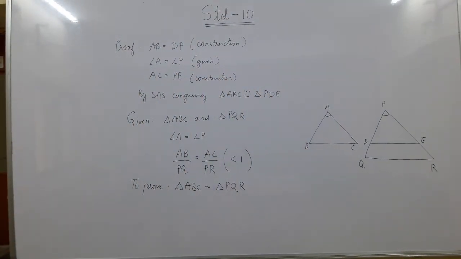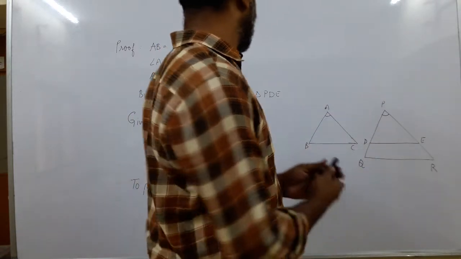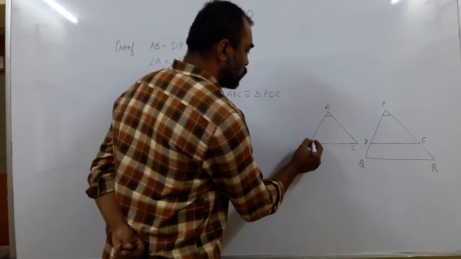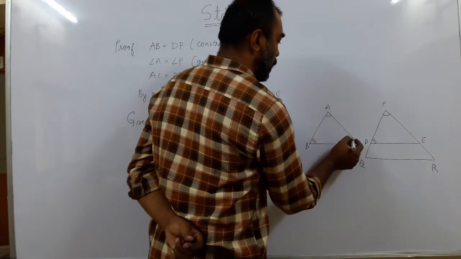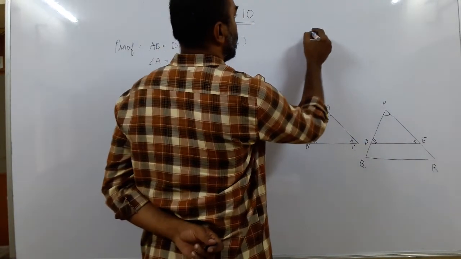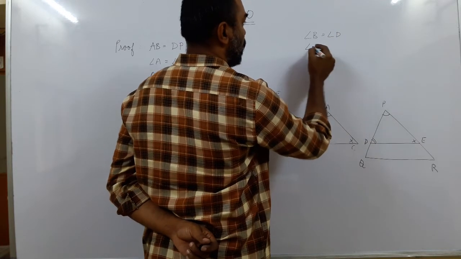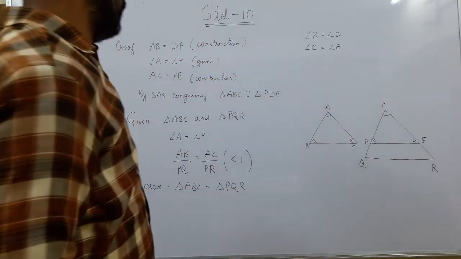Yes? What do you observe here? So what have you figured out? ABC is congruent to PDE. If they are congruent, the corresponding angles should be equal. So angle B and angle D should be equal, and angle C and angle E should be equal because they are congruent. So let me write angle B equal to angle D and angle C equal to angle E. I hope it is clear till here.